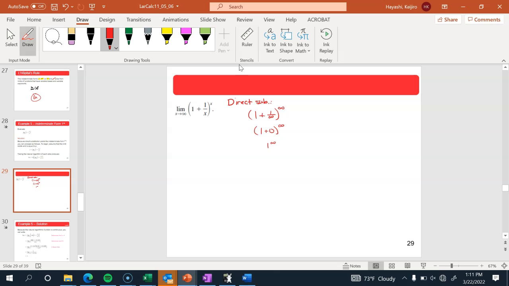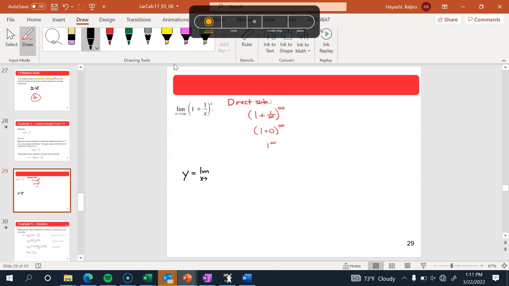So in order to be able to use L'Hopital's rule, we're going to arbitrarily assign this limit a value of y. We're going to say that y is what this limit is, and we're going to assume that this limit exists and that we can call it y.